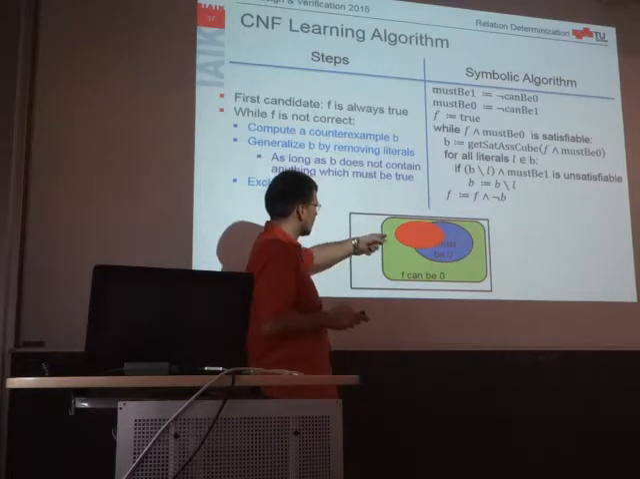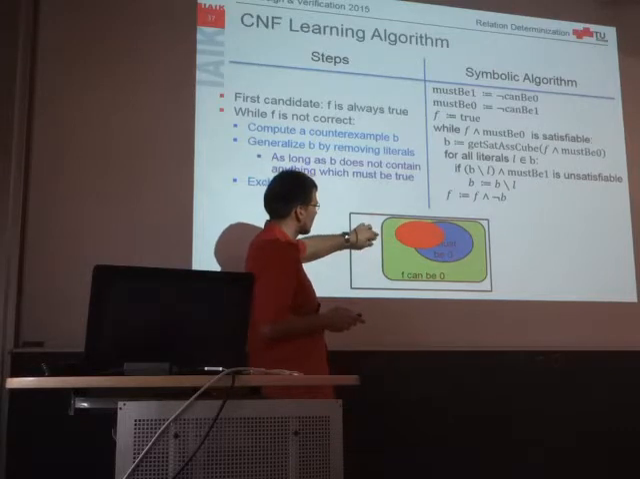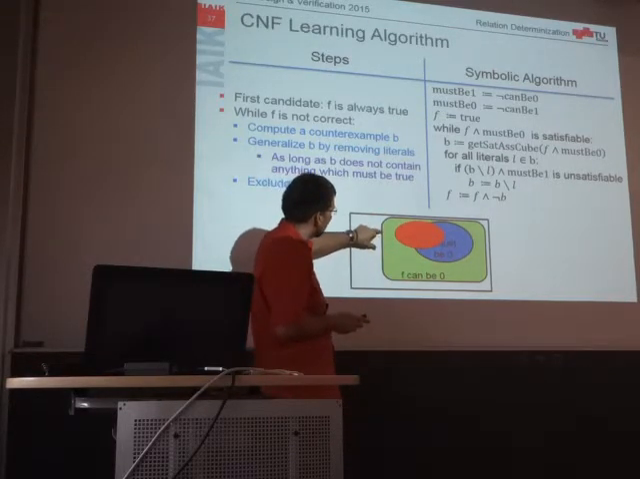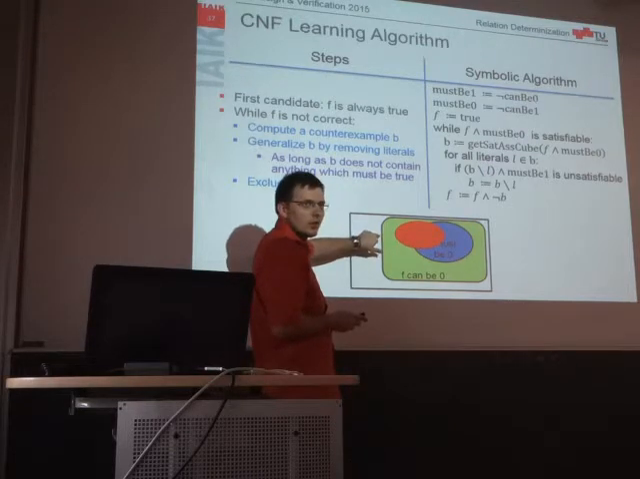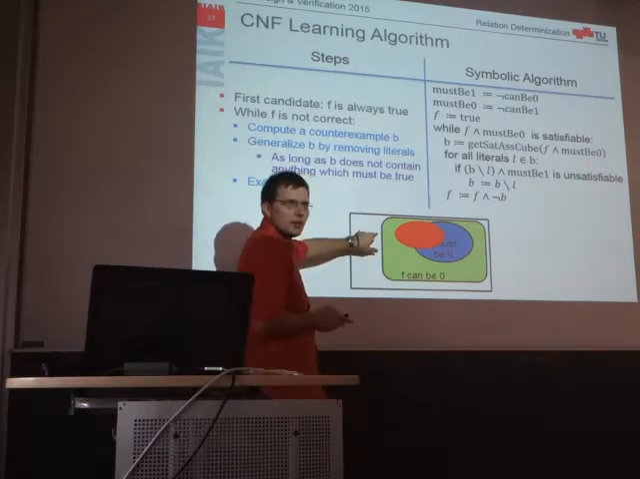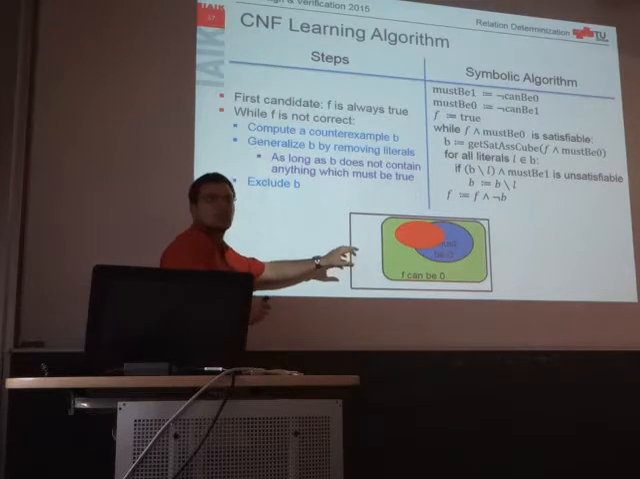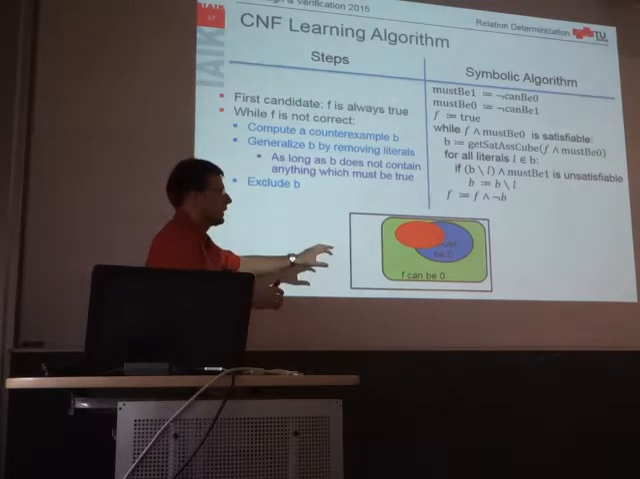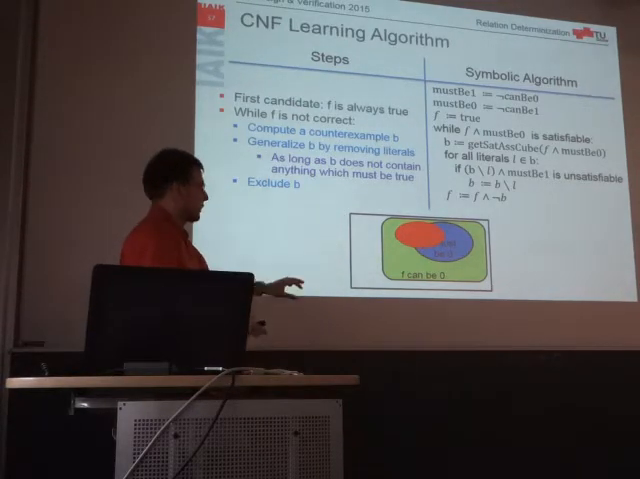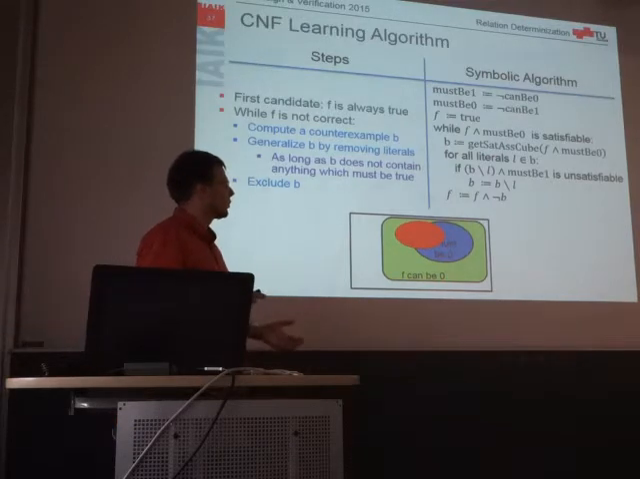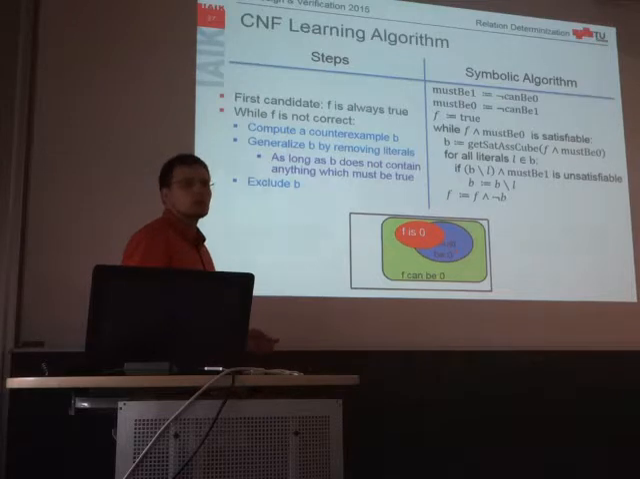But as soon as this red area would intersect with the white area here, we would have excluded too much, because then f would be 0 somewhere here, but it should be 1 out here in the white area, and that would be too much. So in that case, we cannot exclude this literal. And we add it again and try the next one. Until we cannot remove any more, then we just pick the next dot.